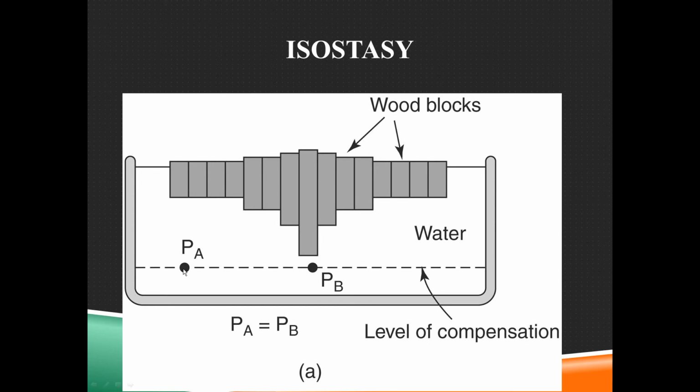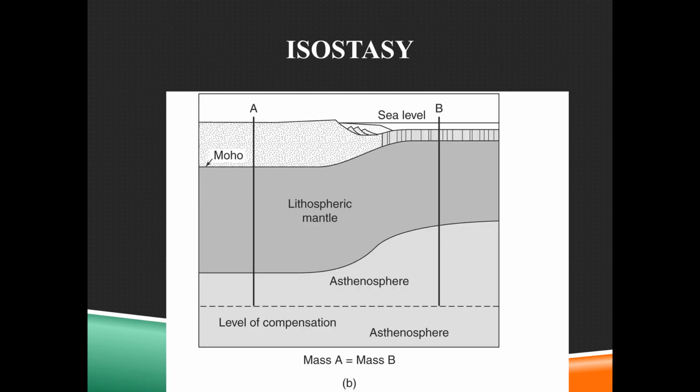Now, far below the crust is a point where everywhere along that line there's the same pressure. So the pressure under the mountains, the pressure under the plains of North Dakota, at a certain depth, the pressure is all the same. It's called the level of compensation. It works with wood blocks and water. It works with crust and mantle. It works with anything where you have isostasy.